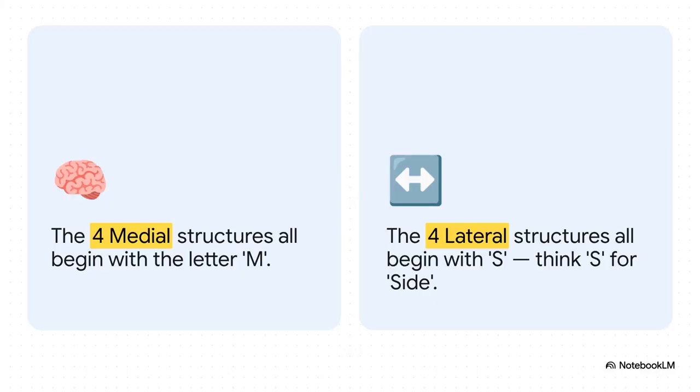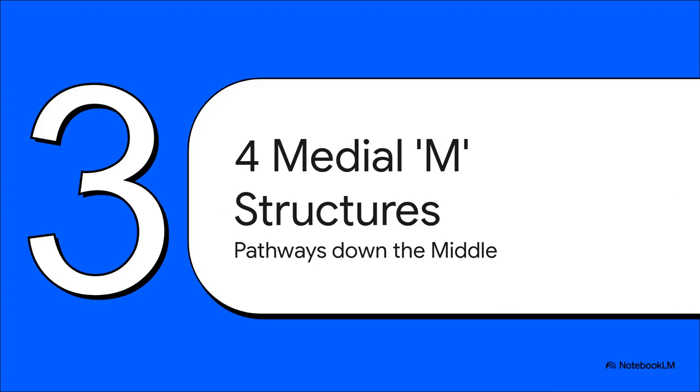And the best part? The mnemonic is wonderfully easy to remember. The 4 medial structures all just so happen to start with the letter M. And the 4 lateral structures, they all start with S. Just think S for side. This simple medial versus lateral split is the absolute foundation of the entire rule. So let's start building this out, beginning with those 4 medial M structures. These are the pathways running right down the midline of the brainstem.